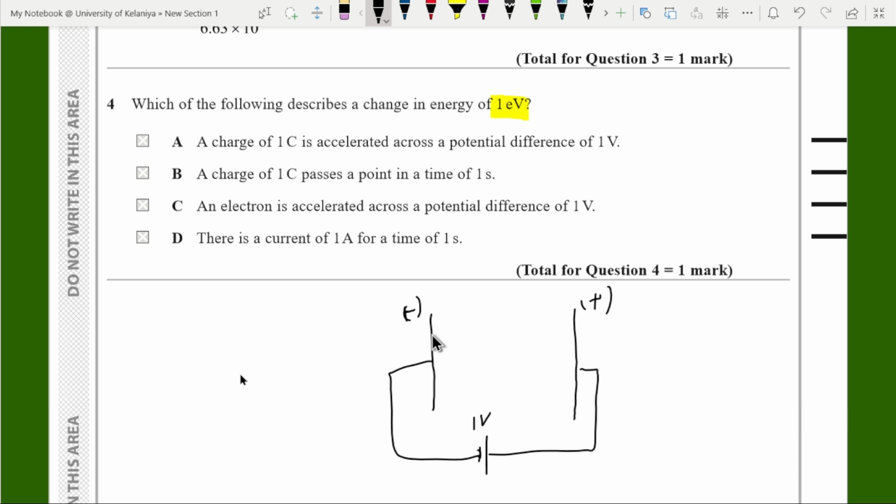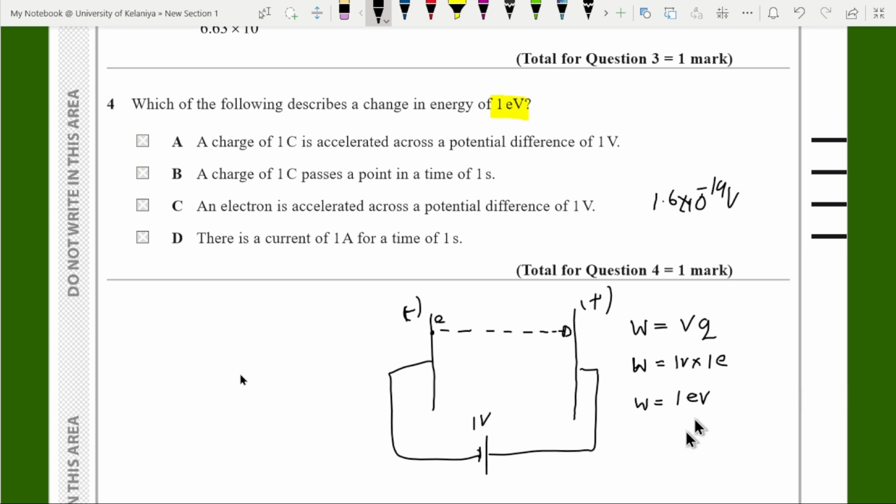Then suppose we keep our electron over here. Then what will happen? It will accelerate towards the positive plate. Then if I ask you to calculate the energy gained by this electron, it is equal to W equals VQ. Then W equals 1 volt times the charge of the electron. Sorry, not 1 coulomb. If you write 1 electron charge in coulombs, it is 1.6 times 10 to the power minus 19 coulombs.